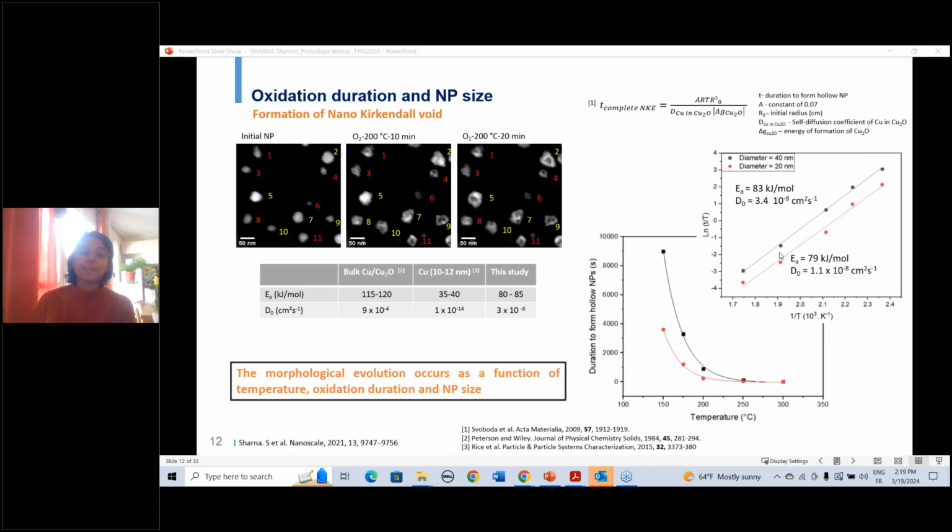What we see is compared to the bulk, and a similar study carried out using UV visible spectroscopy for smaller nanoparticles of 10 to 12 nanometers, our study is in between, with an activation energy of 80 to 85 kilojoule per mole. And similarly, the self-diffusion coefficient is also somewhere in between the two. What we also see clearly is that the morphological evolution occurs as a function of temperature, oxidation duration, as well as the nanoparticle size, which are also important.